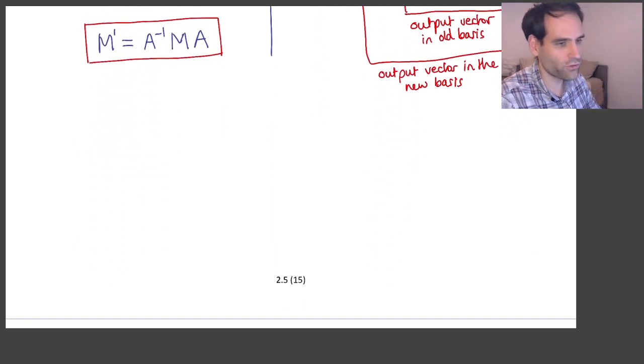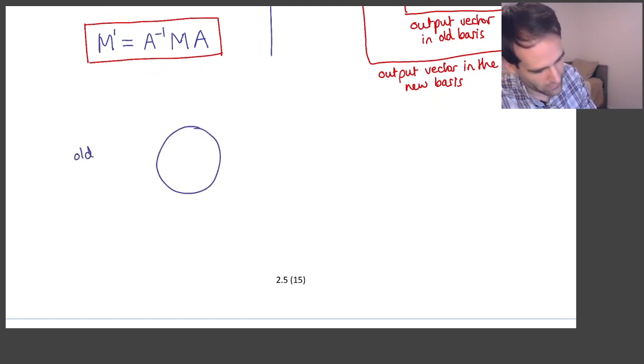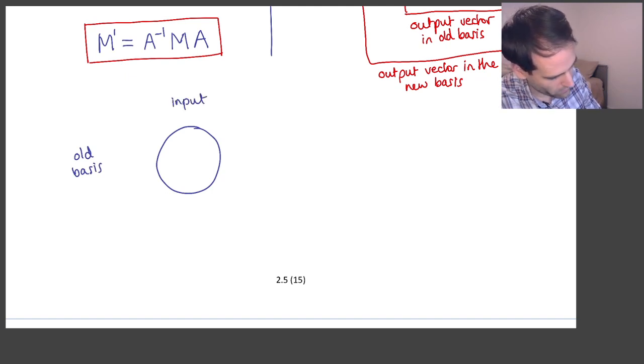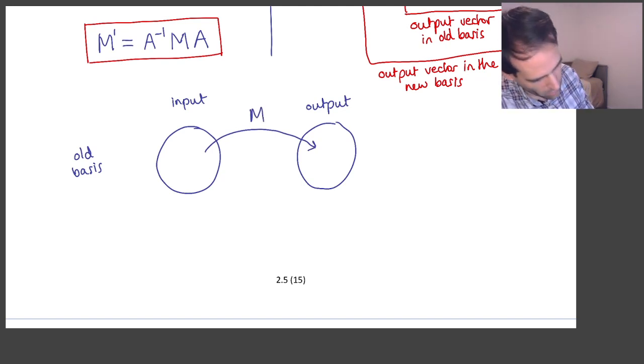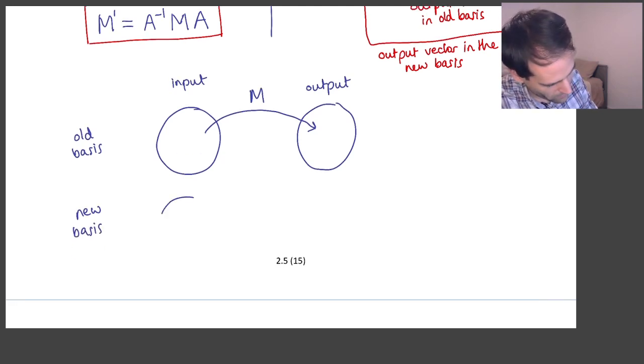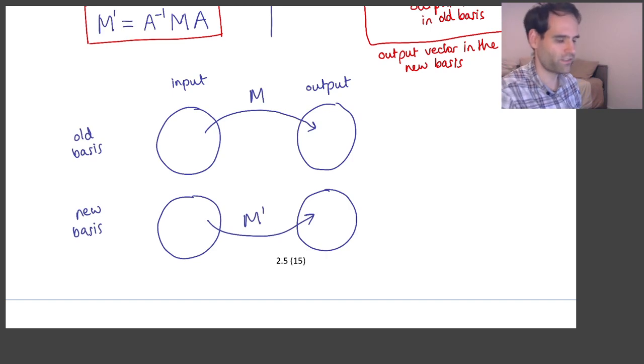In fact, I like to draw a diagram where, in the first row, I write the old basis, and I write the input on the left and the output on the right. So this is our matrix M in the old basis. But now in the second row, I write the new basis. In this new basis, we have the input vectors and the output vectors, and we want to find this M prime, which relates vectors in this new basis.